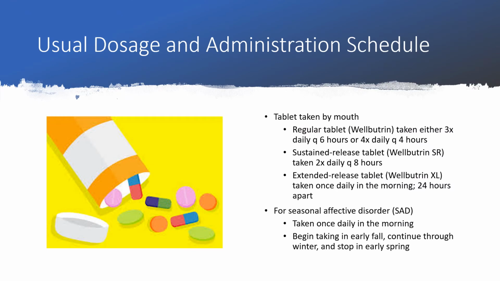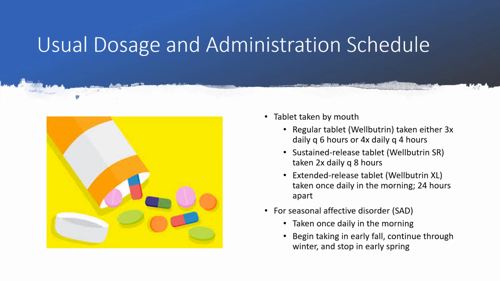The preferred route of administration for Bupropion is oral, so it comes in the form of tablets. There are 3 different types of tablets that require different administration schedules. So first is the regular tablet, which should be taken either 3 times daily every 6 hours or 4 times daily every 4 hours. Then there's the sustained release tablet, which is taken twice daily every 8 hours. And then it's the extended release tablet, which is taken once daily in the morning and taken 24 hours apart.